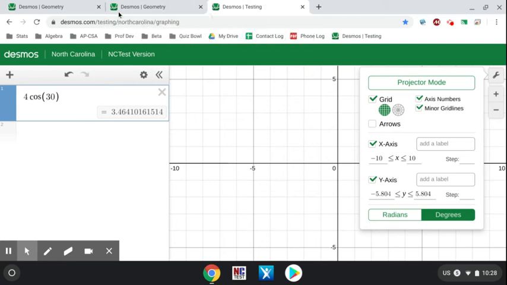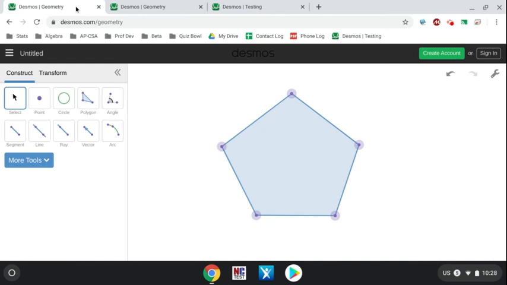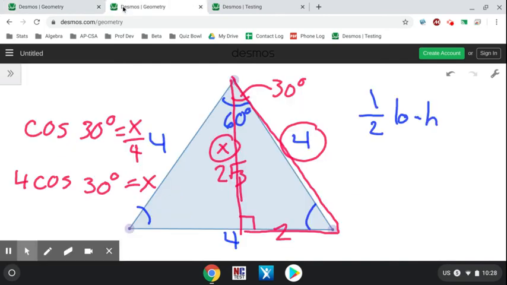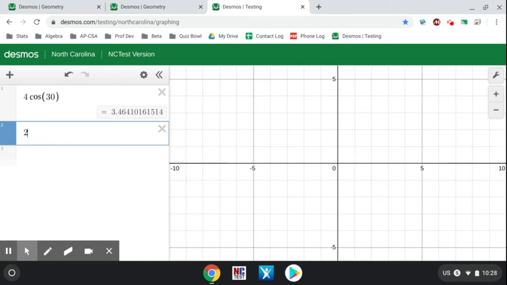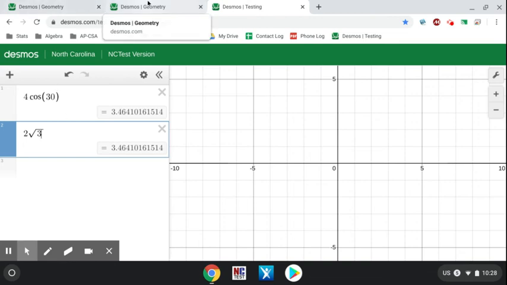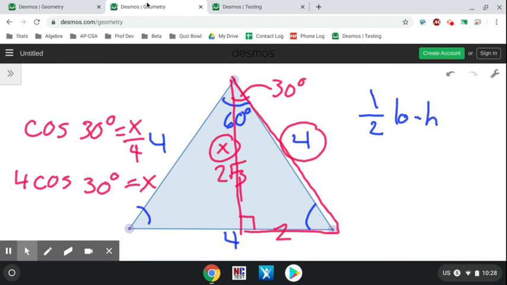You're like, but Mr. Hass, a second ago, you gave us a different answer. You gave us an answer of 2 square root of 3. Well, if I had that as a multiple choice answer, I can do 2 square root of 3. And notice it is the same decimal. So you can always match and find out the decimals are the same, so it's good. So I can know the height of this triangle is 3.46.